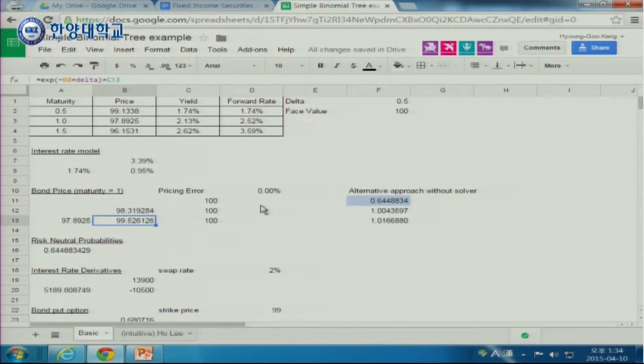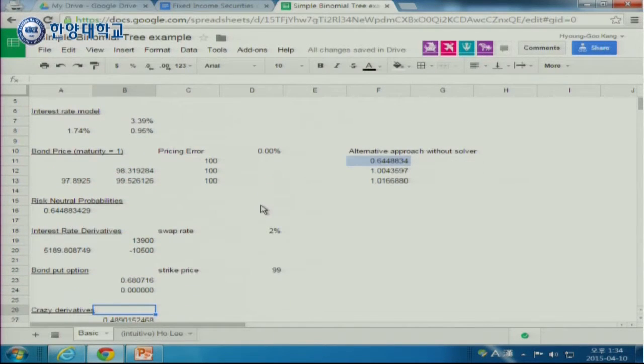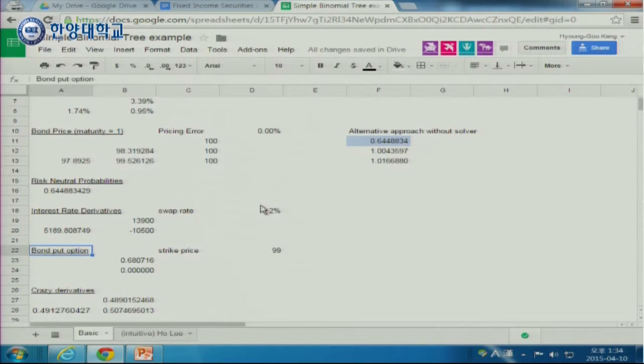Any question? Yeah. So our question is, let's assume you are interested in the derivative price. The derivative here is an interest rate derivative. In general, let's assume that we are interested in a derivative that pays some money when the interest rate goes up and some money when the interest rate goes down.